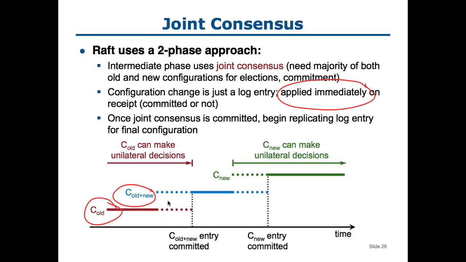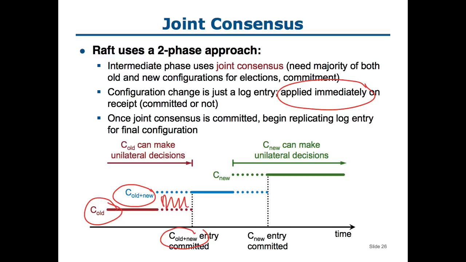Now, for a while, until that entry becomes replicated or reaches the point of being committed, it's possible that decisions might be made with either C-old or C-old plus new. For example, if the leader crashes shortly after logging the new configuration entry, it's possible that some other machine that is still operating under the old configuration could be elected and take over the cluster. But at some point, this new configuration entry, C-old plus new, will become committed.